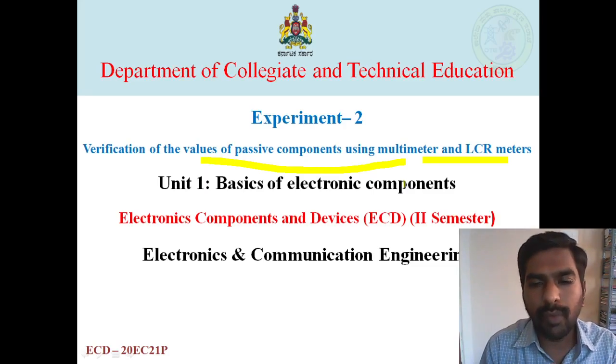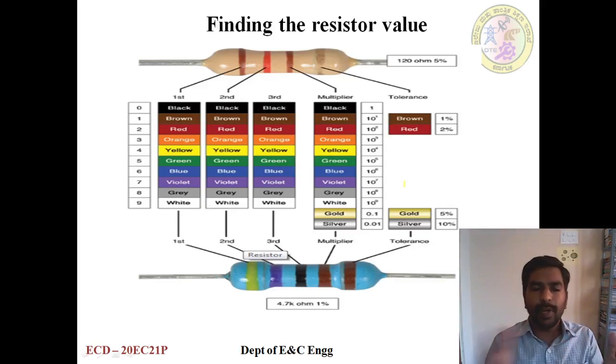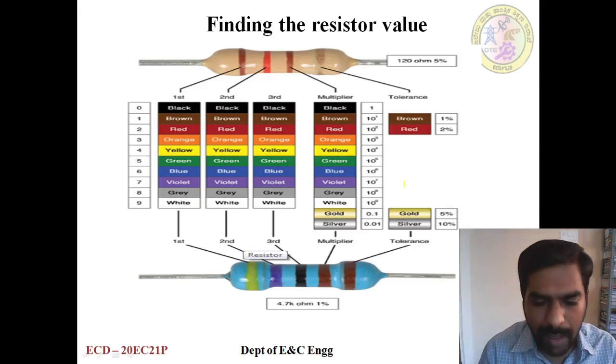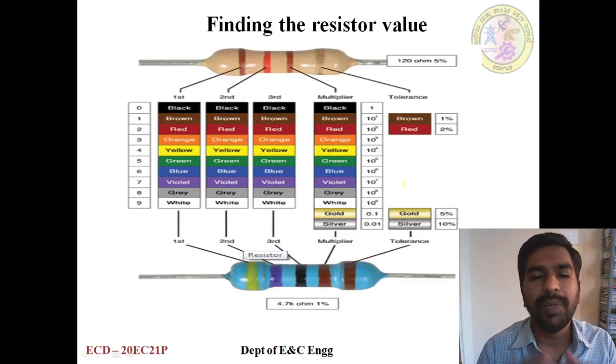I had explained how to use the multimeter and LCR meter to measure different electrical parameters, how to do range selection, and how we have to connect all these things, in the theory session. This is the lab session. In this lab session we have to measure the actual values of three devices: resistor, capacitor and inductor, with the help of multimeter and LCR meter.